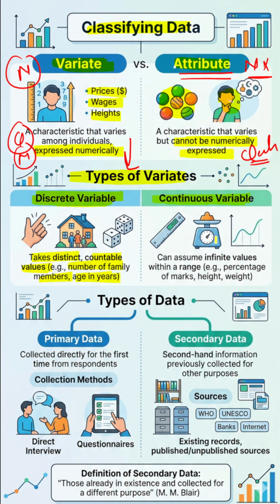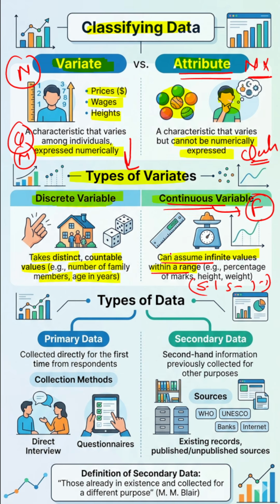A continuous variable means it can assume infinite values within a range. For example, what is height? Height can be 5.1, 5.2, 7.1. That means a continuous variable gives fractional values, right? And apart from that, it has some range. It is the continuous variable.